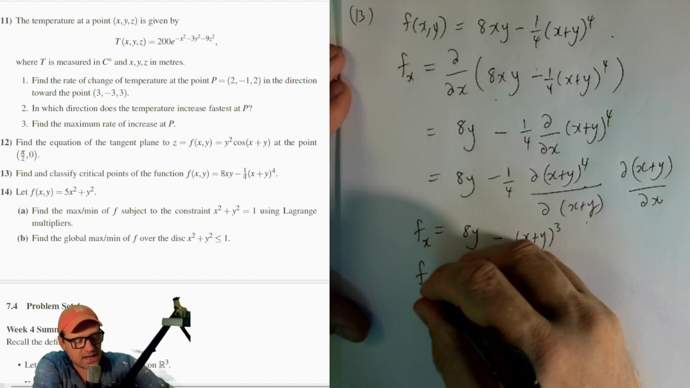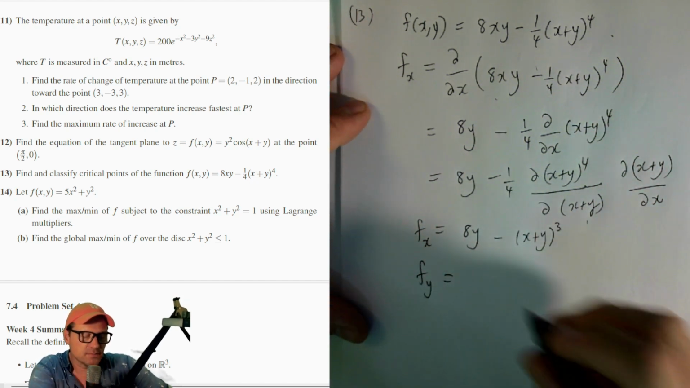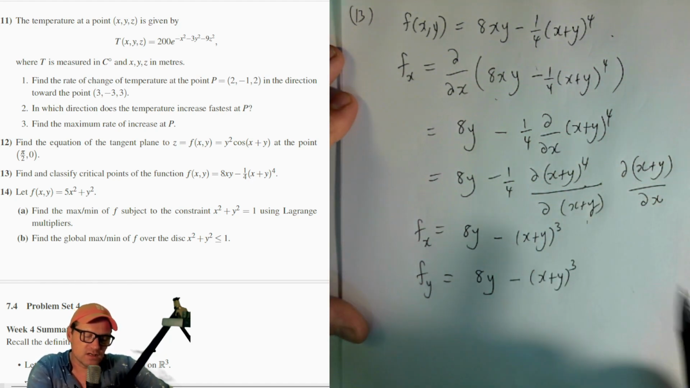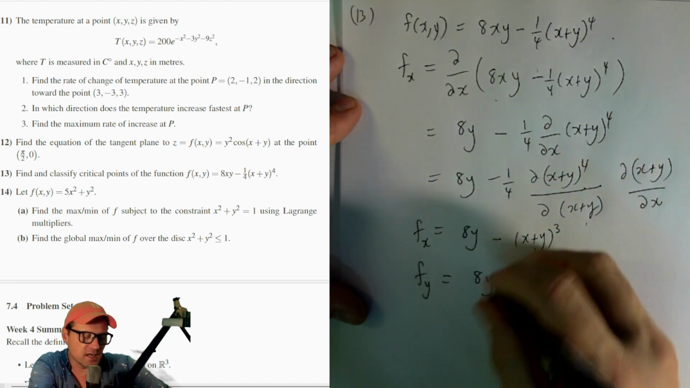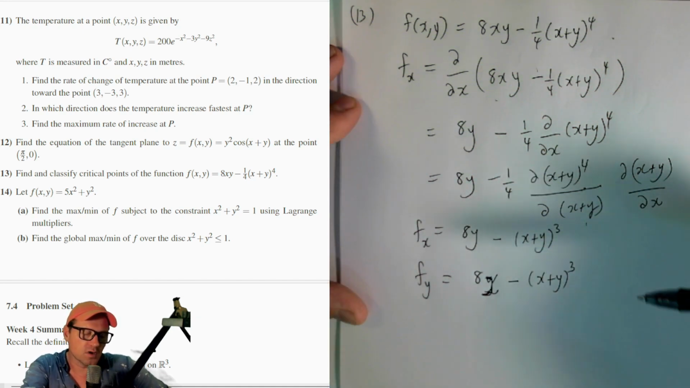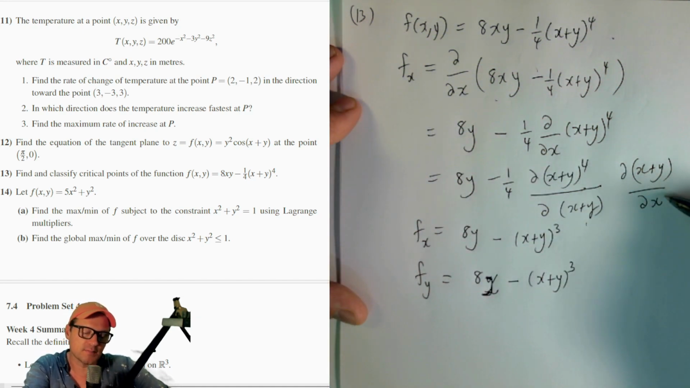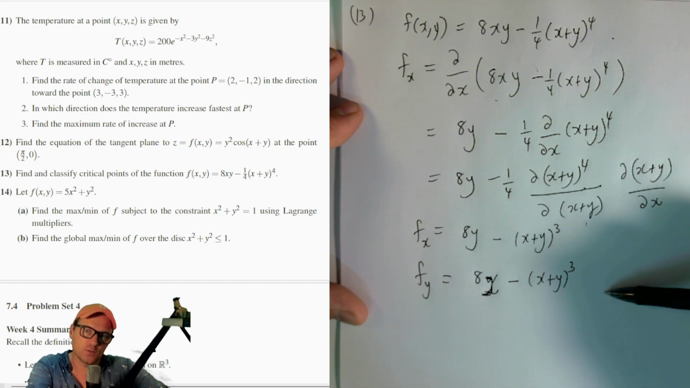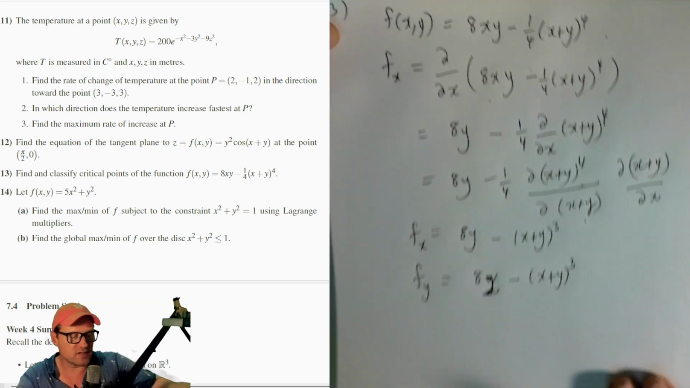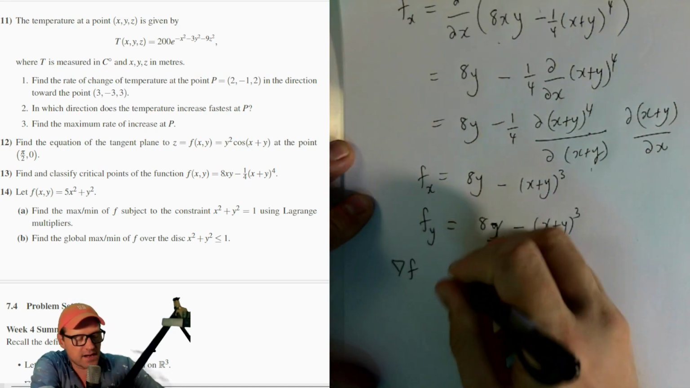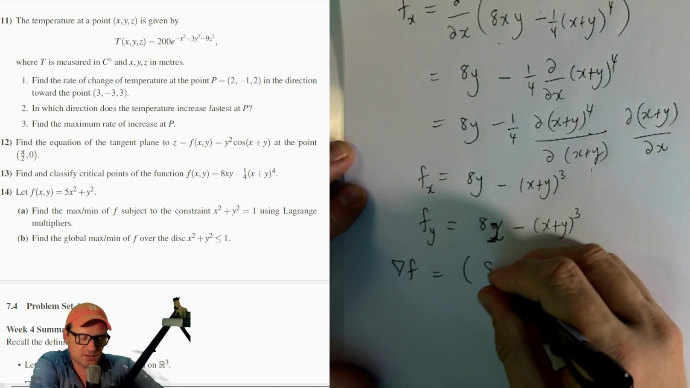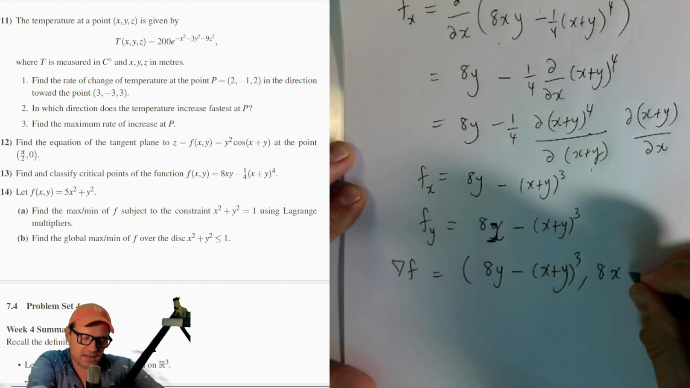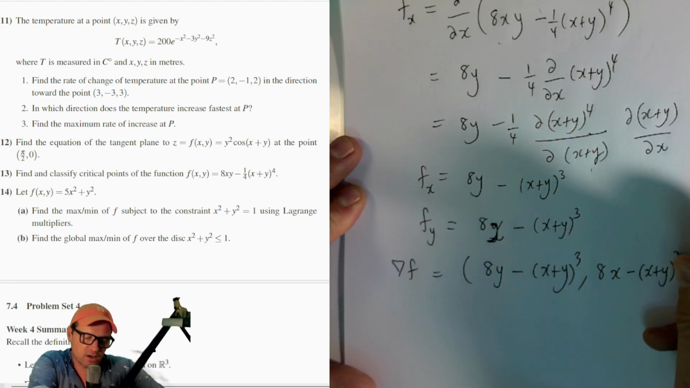Now similarly, f subscript y is going to be 8y minus (x + y) cubed, because this all works out, oh hang on, no, this will be 8x. So this all works out just the same way, except down here we have a y, and so that would still be, in this case, equal to 1. Okay, so now we have the components of grad f. Grad f is equal to the vector (8y minus (x + y) cubed, 8x minus (x + y) cubed).